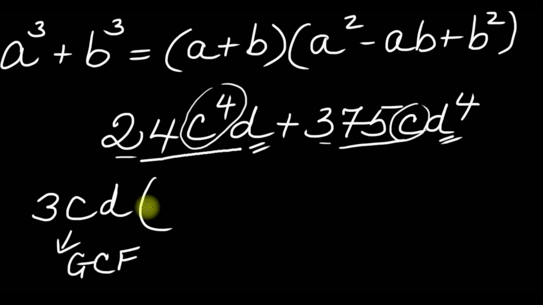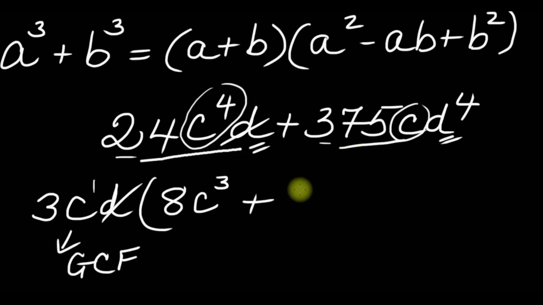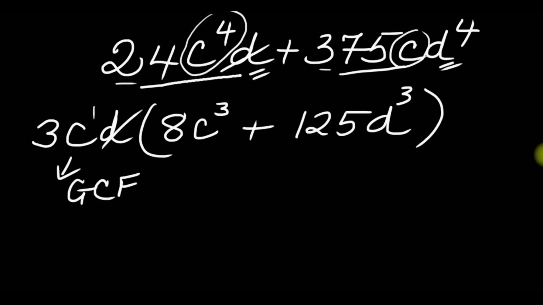Let's find out what is left inside the parenthesis. So 3 goes into 24 8 times. 4 take away 1 is going to be 3. D goes into D is 1. And then 3 goes into 375 is going to be 125. And then C goes into C is 1. And then D goes into D to the 4th is D to the 3rd. Okay, so this is what's left after we took out the greatest common factor.